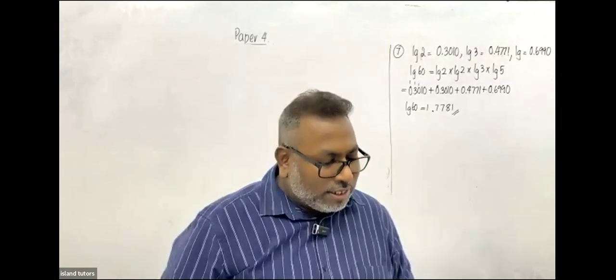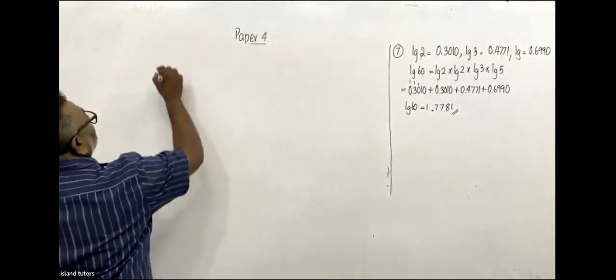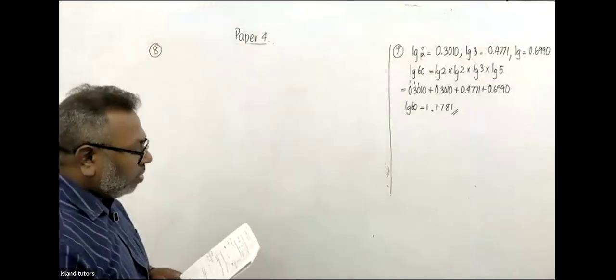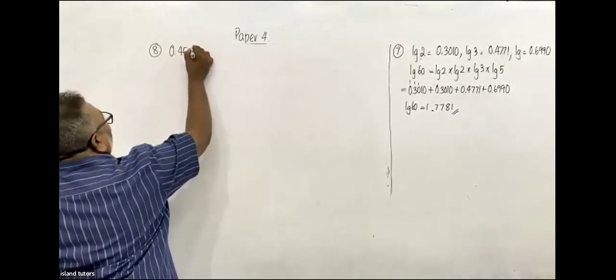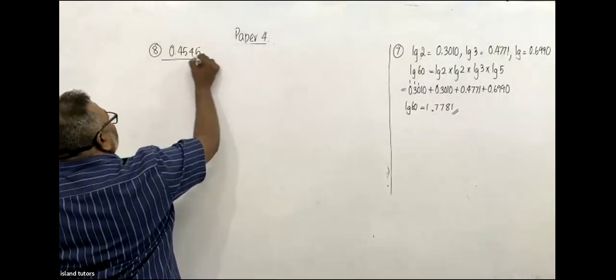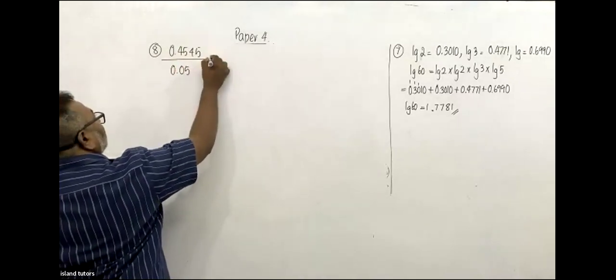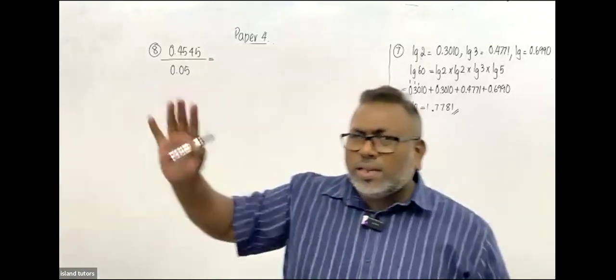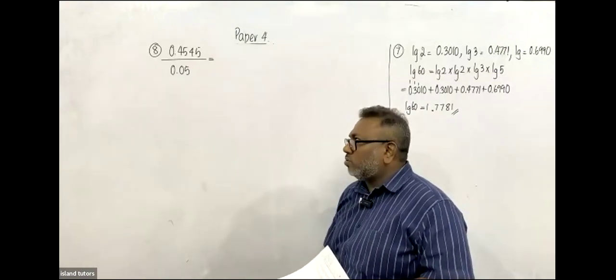Right? Simplify. Question number 8. They say simplify 0.45 divided by 0.05. Okay, so we'll do two methods. We'll do the normal solving and then we'll use a log table to solve this also.